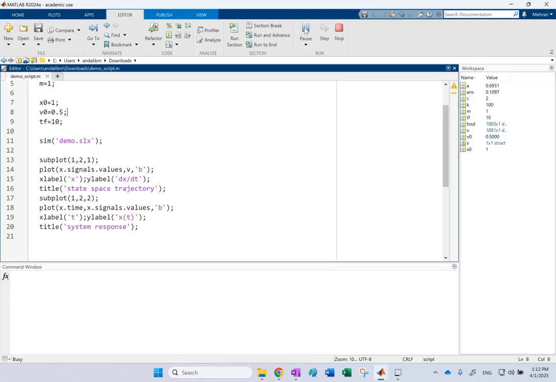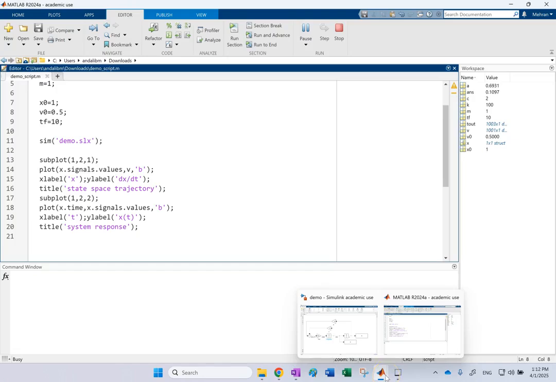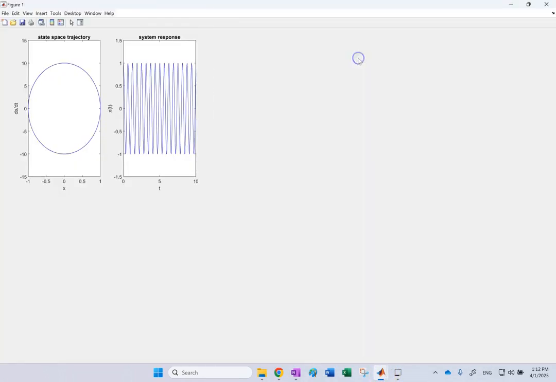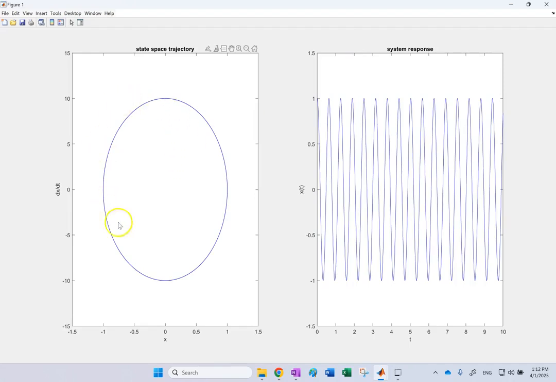So you see what kind of response you would get. And you should definitely get the closed ellipse and the sustained oscillation, which I mentioned in my previous video. There we go, look. So you see it is an ellipse, right? And in this case, look, along the x dot axis, you're from negative 10 to 10. Along the x-axis, you're almost negative 1 to 1.